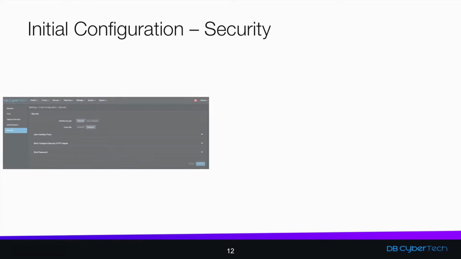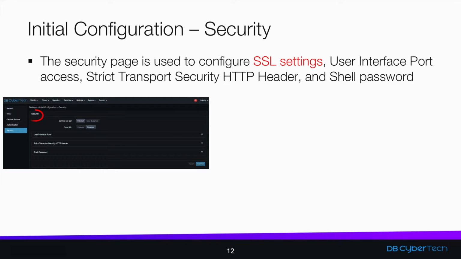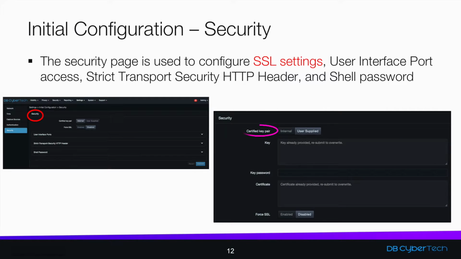The next tab, Security, deals with configuring multiple settings, such as the SSL settings, user interface port access, strict transport security HTTP header, and the shell password. If you wish to use your own signed certified key pair, select the User Applied button and enter the key password and associated certificate. You can also force a secure connection by selecting Force SSL.